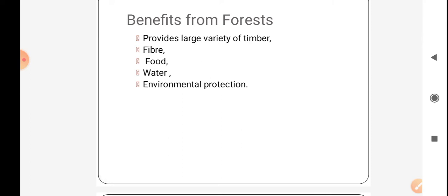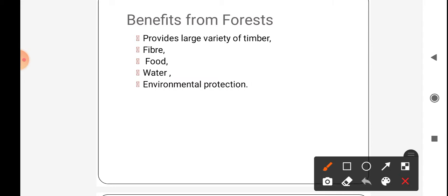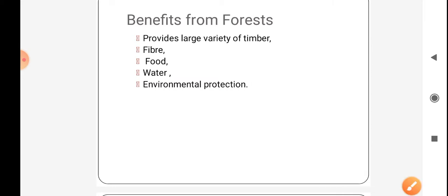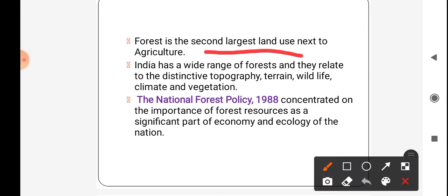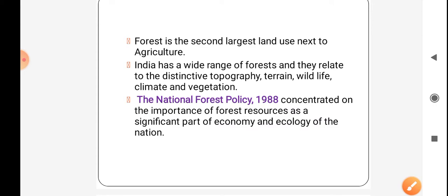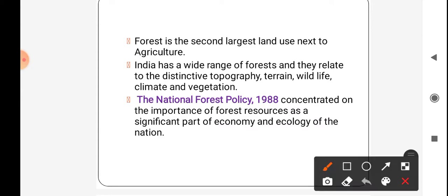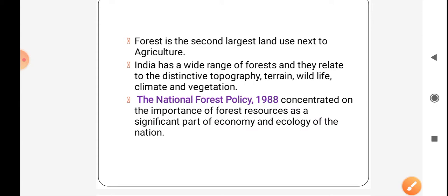We all know the benefits of the forests. These forests provide a large variety of timber, fiber, food, water and environment protection. We will be dealing with the products from forest in subsequent slides. Friends, forest is the second largest land use next to agriculture. This may come in your exam. India has a wide range of forests and they relate to distinctive topography, terrain, wildlife, climate and vegetation. India launched its national forest policy in 1988, which concentrates on the importance of forest resources as a significant part of the economy and ecology of the nation.